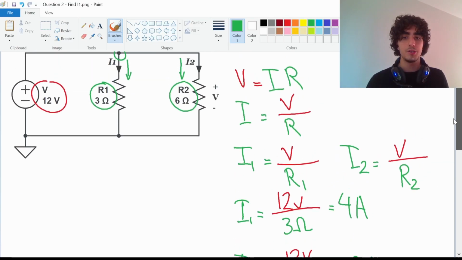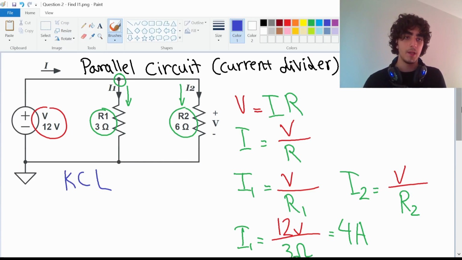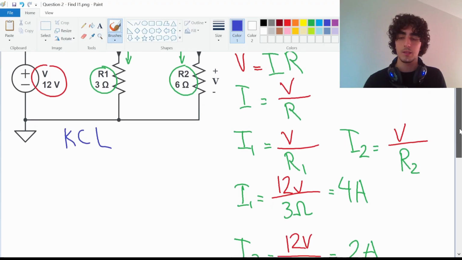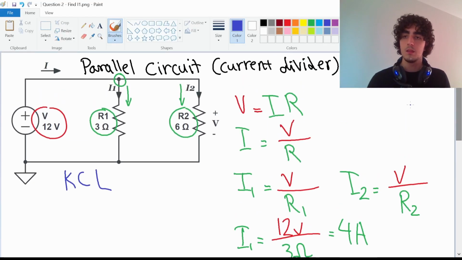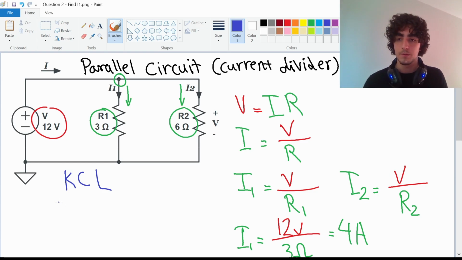Now, how do we actually check if what we wrote down is correct? Well, we can apply KCL to find out whether or not what we did is correct. KCL states that the equivalent current, that means the total current within a circuit, has to equal all the other currents added up.